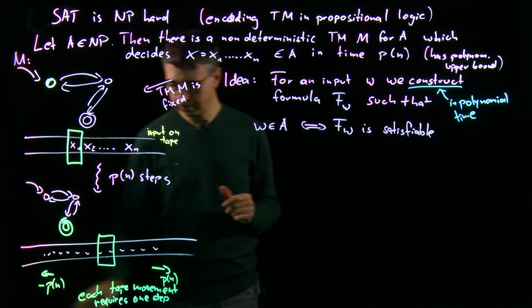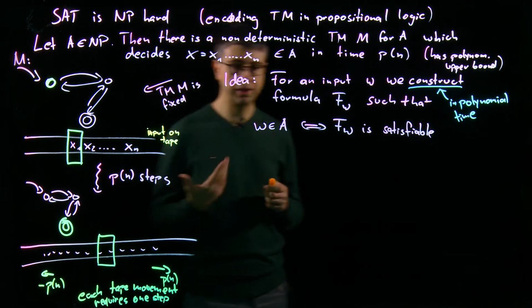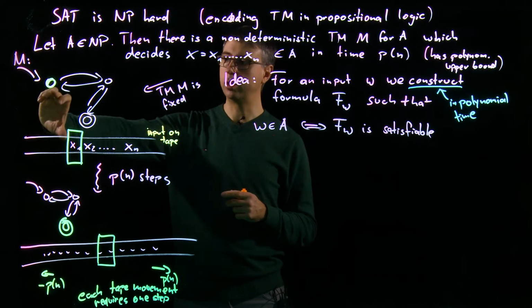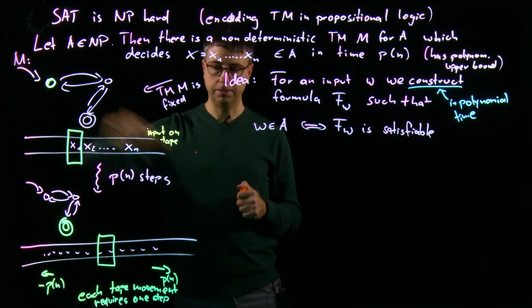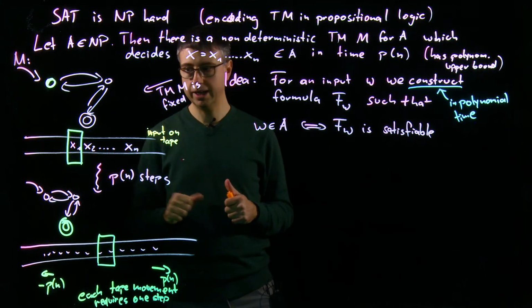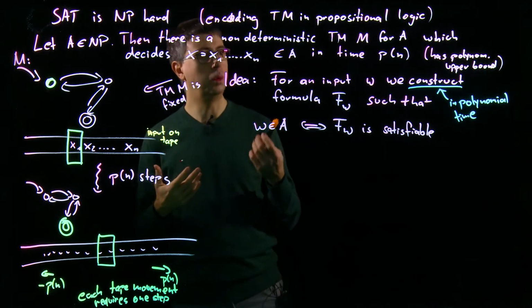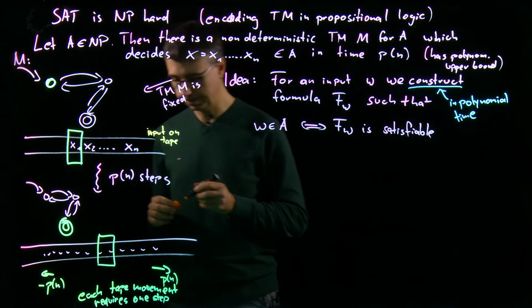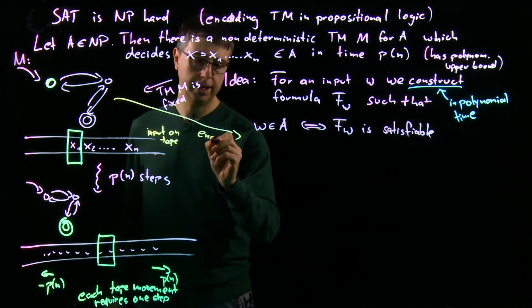For this encoding, we need to encode three different things. If you look at our Turing machine here, the first thing is, what's the current state? Second thing we need to encode is where's our head? And third thing is what's on the tape. So what we will do is we encode first the state.